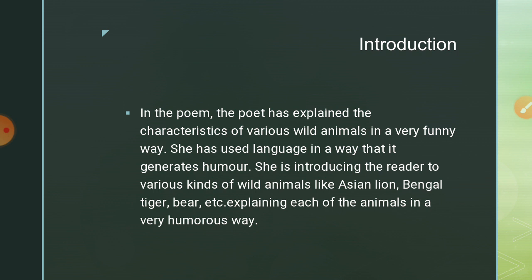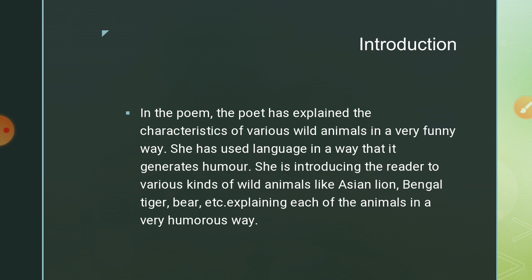So we will see wild animals like the Asian lion, Bengal tiger, bear, etc. Explaining each of the animals in a very humorous way. So this is basically a humorous poem. So we will see fun here, and it is not written in a serious tone. We will see ironic things over here. It means how, in certain twists and turns of lines, through certain techniques, the poet brings out to us the characteristics of the wild animals, and that too in a fun way, in a humorous way.